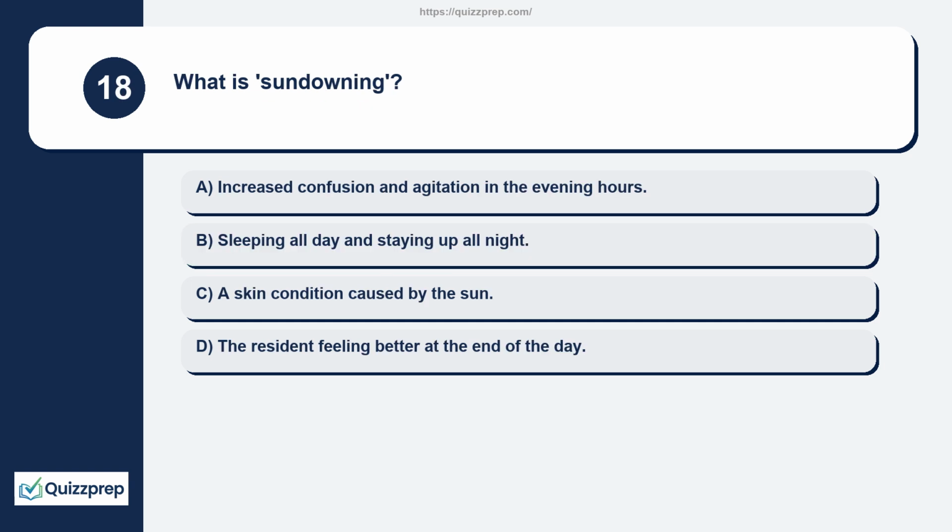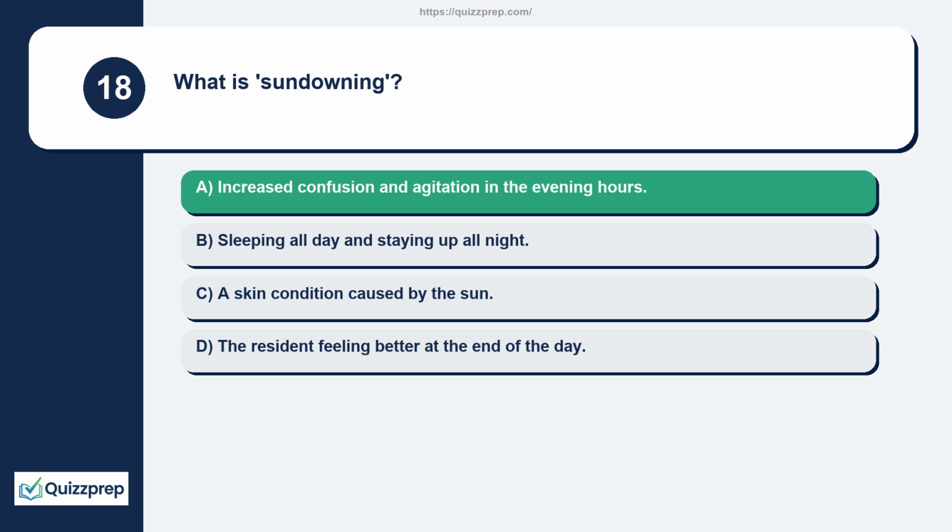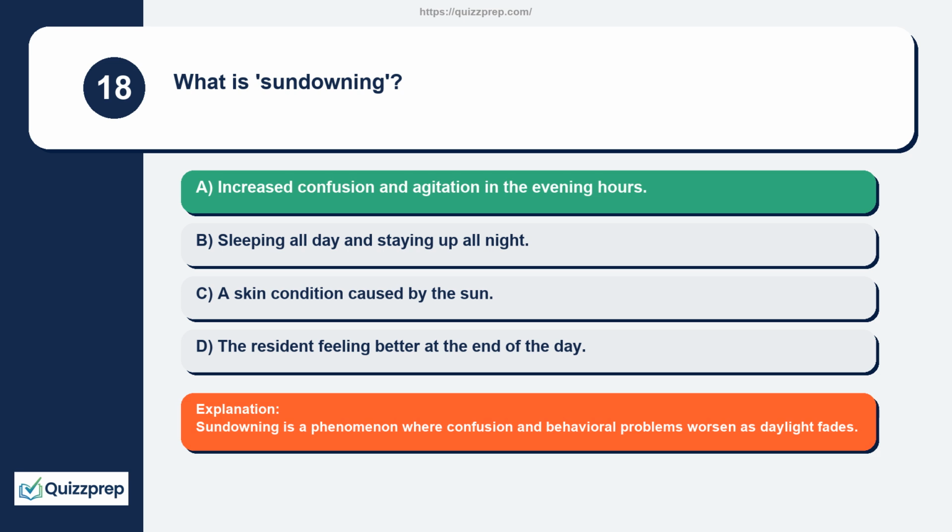Question 18. What is sundowning? Increased confusion and agitation in the evening hours. Sleeping all day and staying up all night. A skin condition caused by the sun. The resident feeling better at the end of the day. Sundowning is a phenomenon where confusion and behavioral problems worsen as daylight fades.